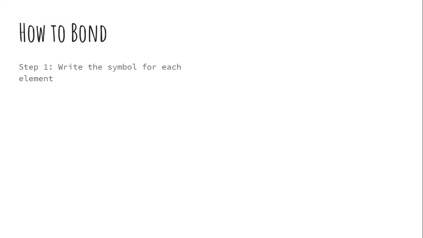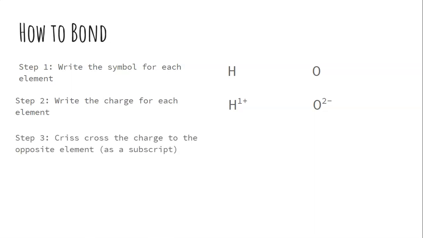So in your notebook, the steps are write each symbol for the element. Okay, so I'm doing oxygen and hydrogen. I'm going to write the charges for each element. Hydrogen has 1 electron it's willing to give up. Oxygen has 2 electrons that it needs because it has 6, and so it needs 2 more to get to 8. Remember magic number 8. So then we're going to crisscross. Okay, you can crisscross. You get 2 minus and 1 plus, and then you would drop your charges.